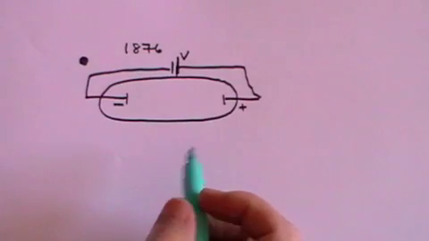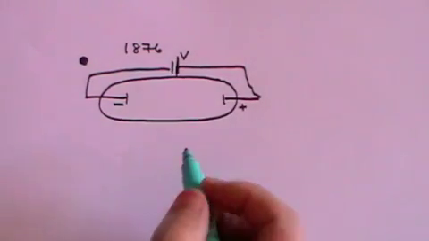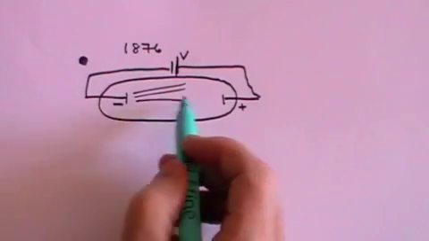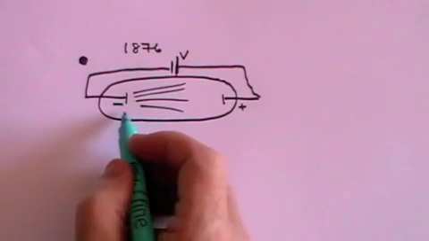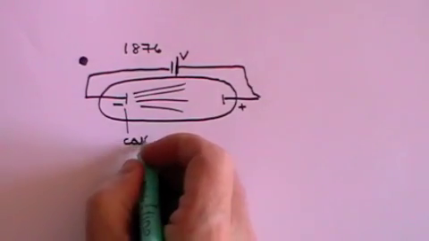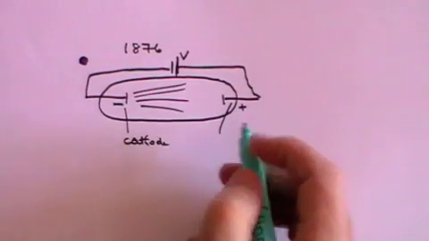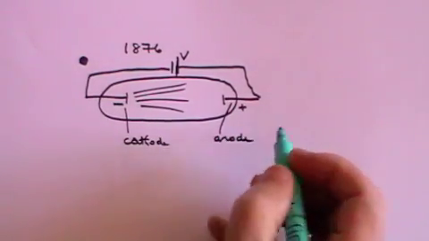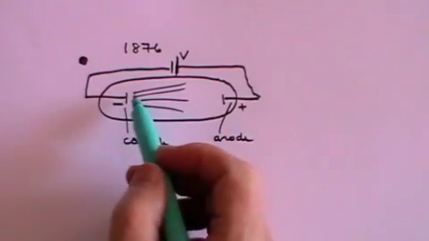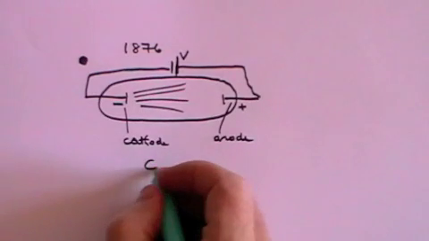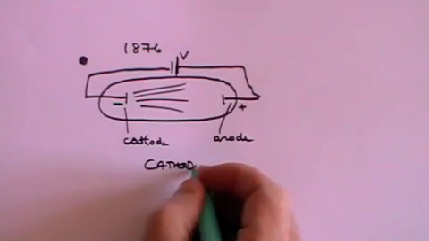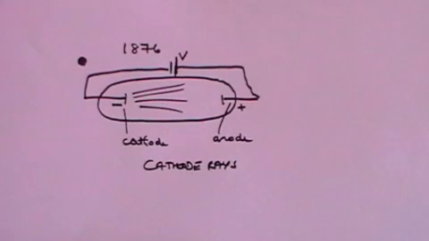And what was seen, if you evacuate the glass tube, was rays seem to emanate from this terminal here, and the negative terminal is called the cathode, and the positive terminal is known as the anode. And those rays which seemed to come out of the cathode were called cathode rays. As we shall discover, cathode rays were in fact electrons, but nobody knew that at the time.